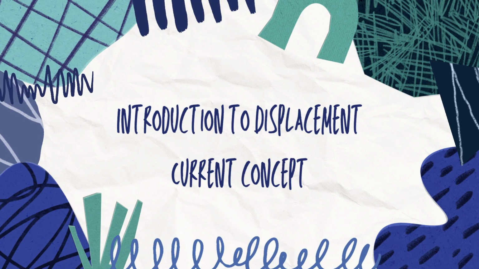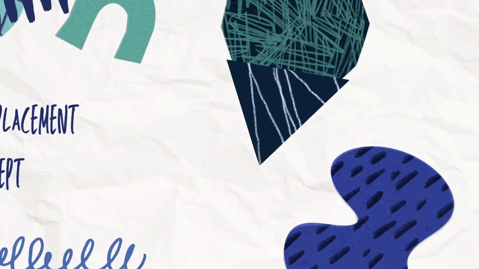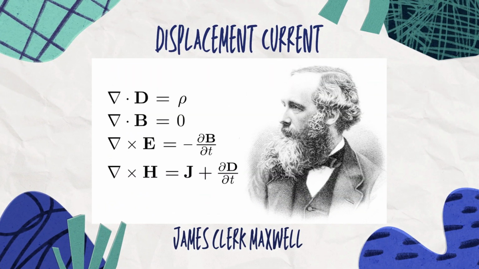Hi everyone, let me introduce you to the concept of displacement current. This idea was first introduced by James Clerk Maxwell in the 19th century. He is best known for his electromagnetic theory, represented by Maxwell's equations. He proposed the displacement current when discovering a logical inconsistency in Ampere's second law.